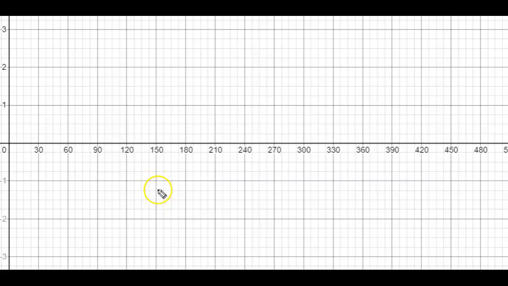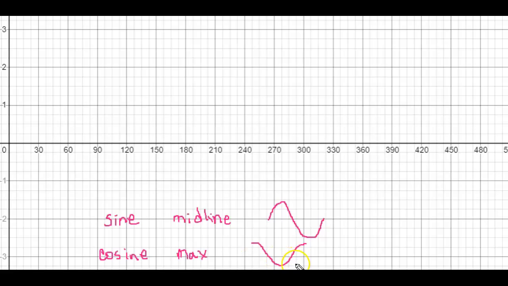The other transformation that we want to remember is flipping. So we mentioned that sine always starts on the midline, so it goes up, back down, and back to the middle. Cosine always started at the maximum, would go down and then back up to the top. And that was the difference between the sine and the cosine wave. But just like all functions, if we multiply it by -1 outside of the function, it's going to flip that upside down.